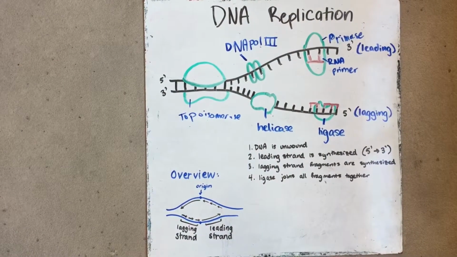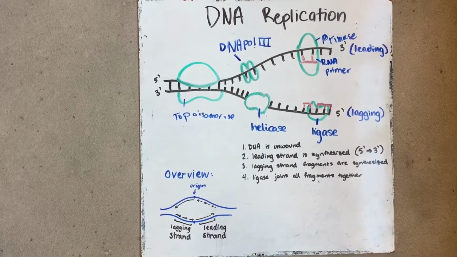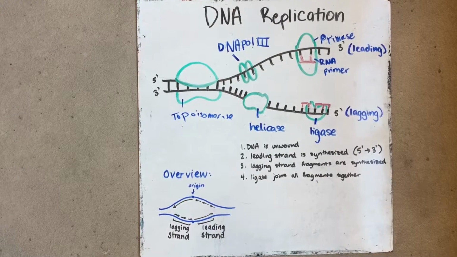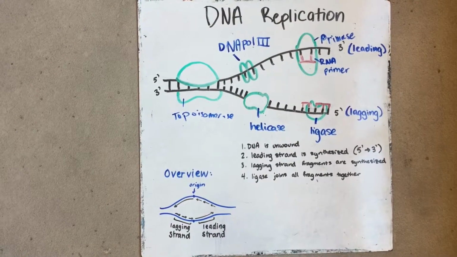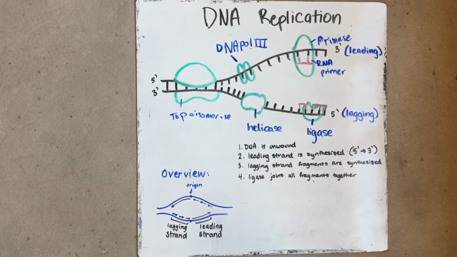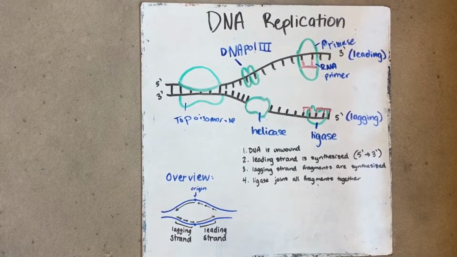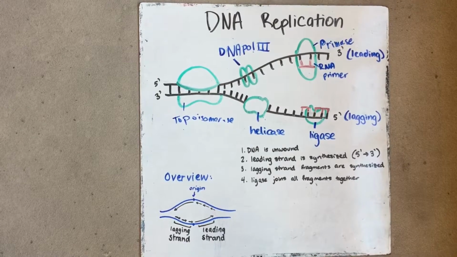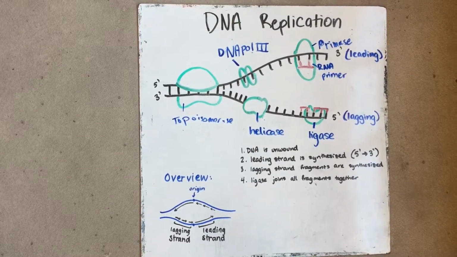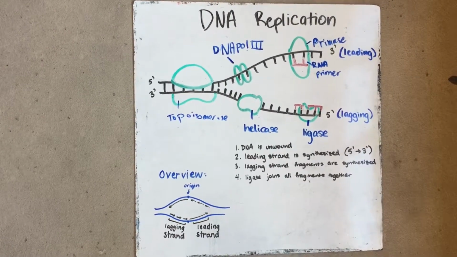The first step of DNA replication is when DNA is unwound by topoisomerase and helicase. The second step is when the leading strand is synthesized in the 5' to the 3' direction. Then, the lagging strand fragments are synthesized. These are the Okazaki fragments. The final step is when ligase joins all of the Okazaki and the other fragments together.